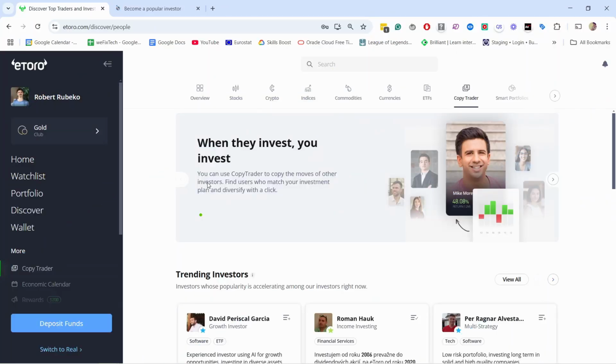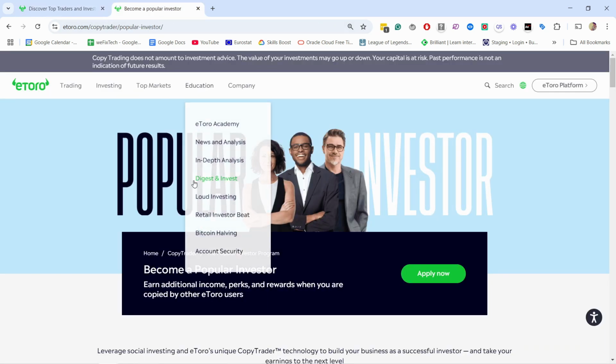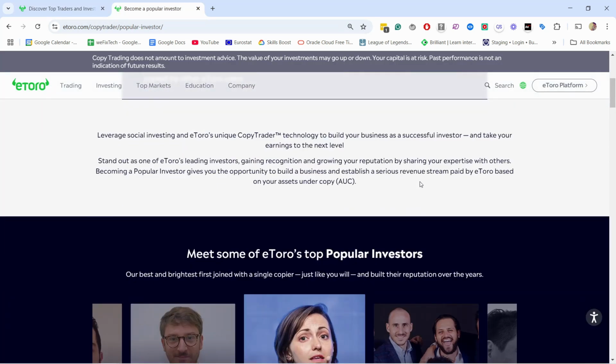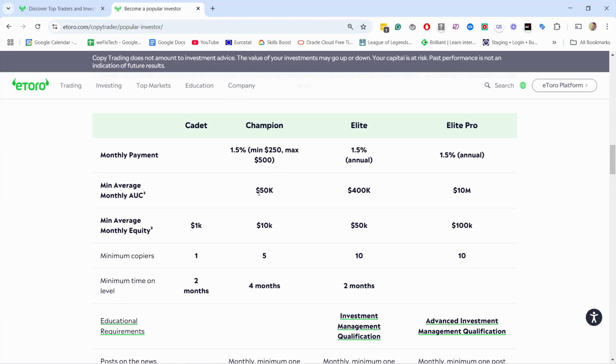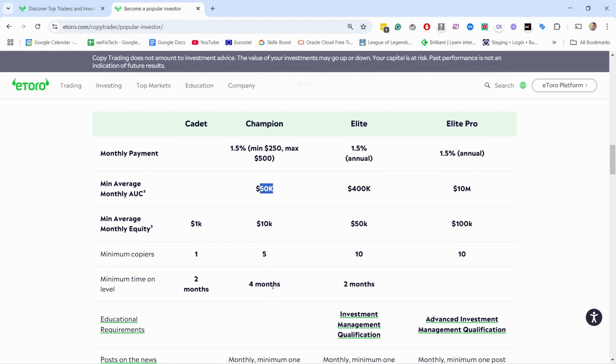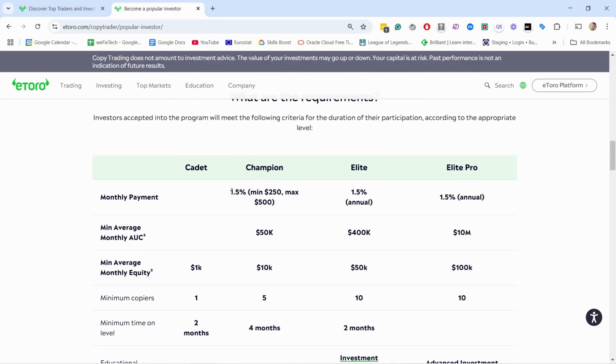And that's the cool part about eToro. If you're good at investing, you might just join here and become yourself one of these investors. In eToro, they call it a popular investor. And if we look down here, you can see that if, for example, you have 50,000 invested in you, so other people have invested 50,000 in you, these are the benefits you make. And I think there's also some money rewards here. You can see 1.5% from your portfolio size, and the minimum is 250 and maximum 500.